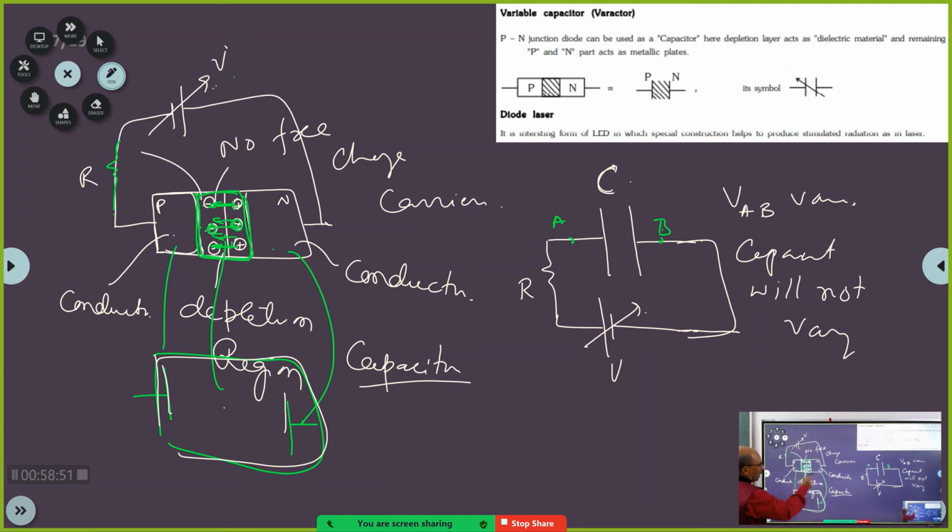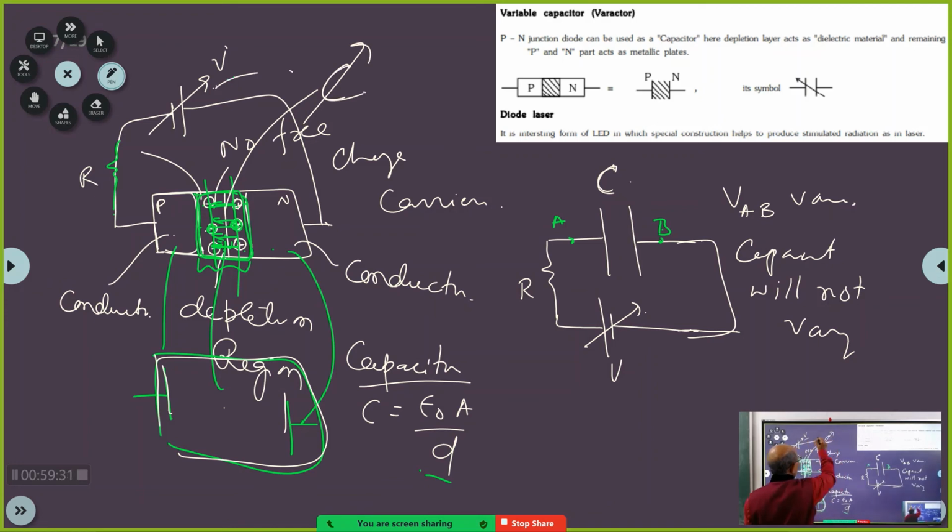If this voltage varies, what else will vary? Not only the current, what else will vary? The depletion layer will. The depletion thickness will vary. See, capacitor is what? Epsilon naught A by D. Now, what is D? The thickness of the depletion. What is A? Cross section area. So if you vary the voltage, the depletion thickness will vary, so the capacitor will change. If you consider this as a capacitor, it will vary with the varying voltage.